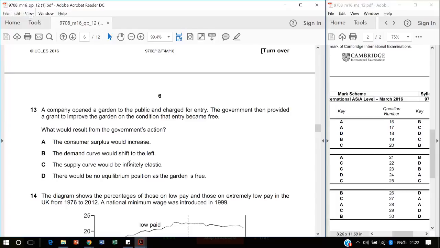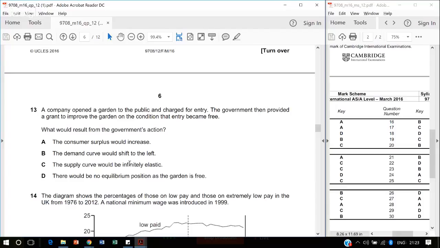So the consumer surplus would increase. Well, it certainly would, wouldn't it? Because consumer surplus is the difference between what consumers are willing to pay and how much they end up paying. So if the garden is not only better, they'd be probably willing to pay more, and it's now also free, then that means a huge increase in their surplus.